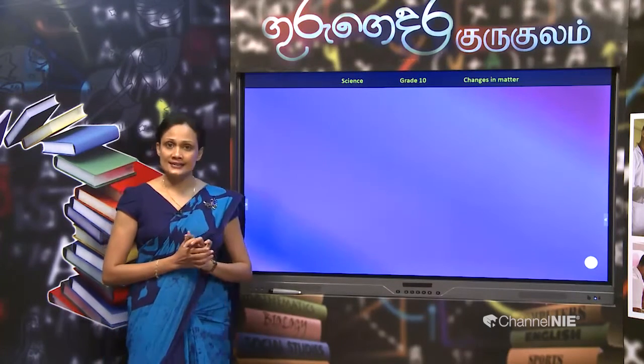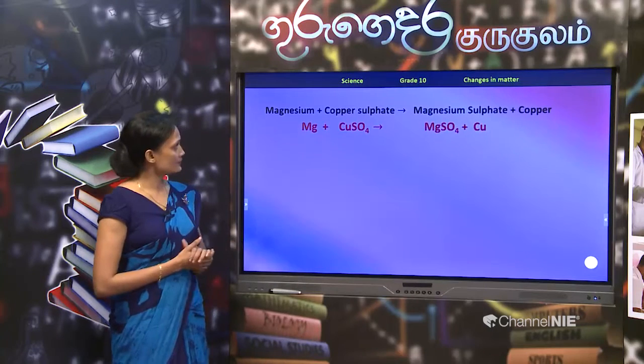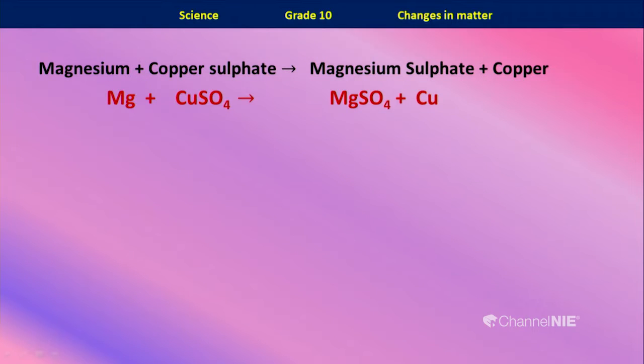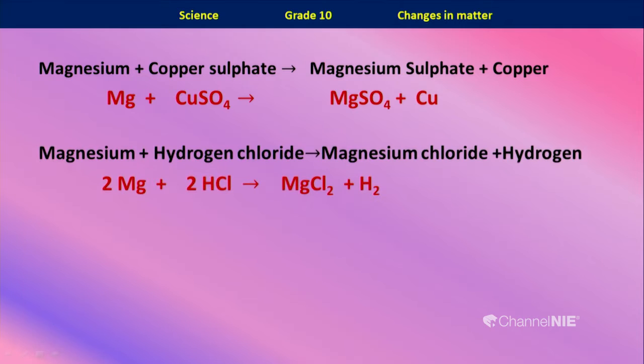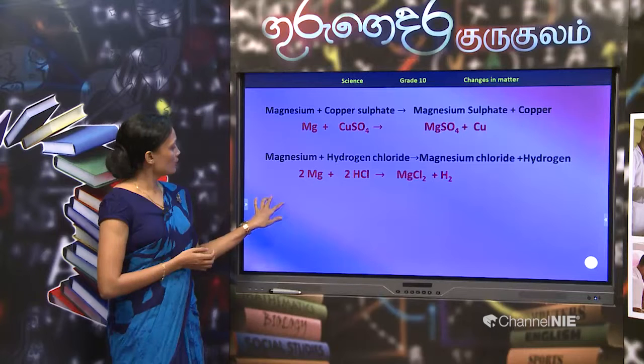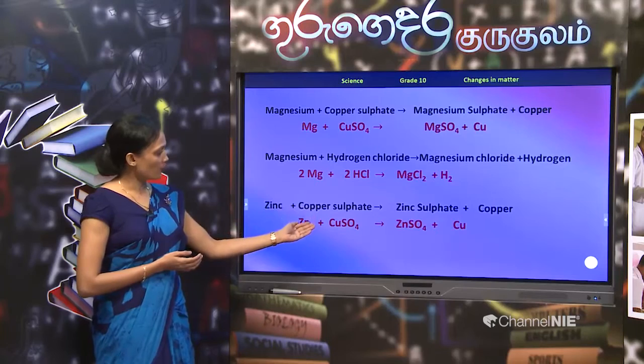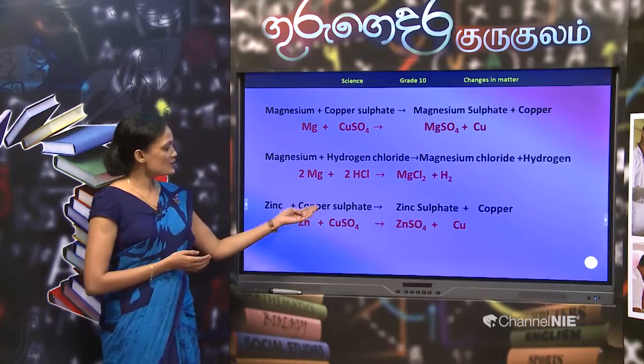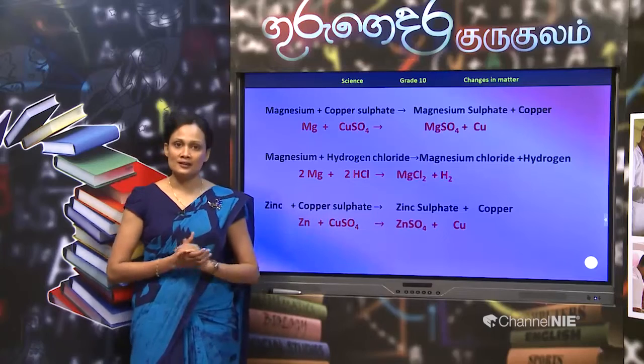Let's see some other examples for this type of chemical reaction. Magnesium reacts with copper sulfate and forms magnesium sulfate and copper. Copper is displaced by magnesium. Look at the next example. Magnesium reacts with hydrogen chloride and forms magnesium chloride and hydrogen. Here, hydrogen is displaced by magnesium. Look at this one. Zinc reacts with copper sulfate and forms zinc sulfate and copper. Here, zinc displaces copper and forms zinc sulfate.